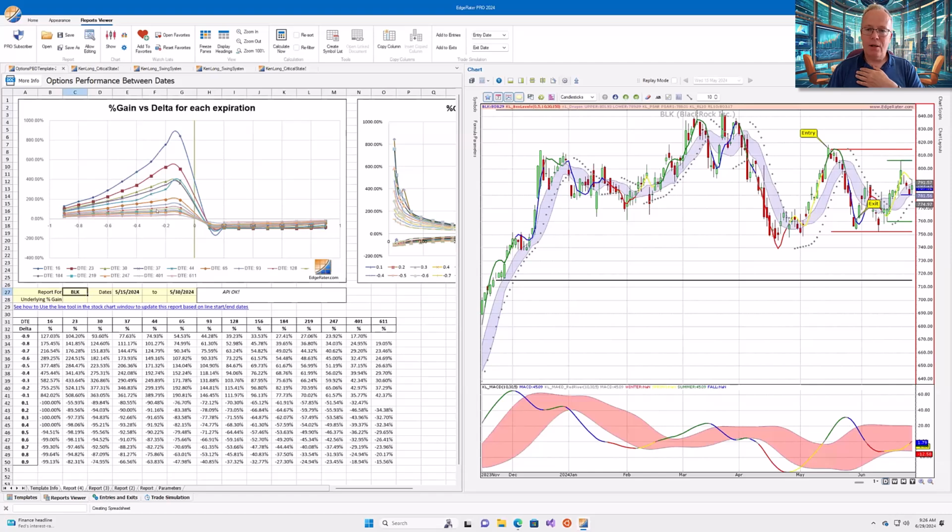So yeah, that's a piece of data that took a long time to put together, and I hope everybody is taking advantage of that.